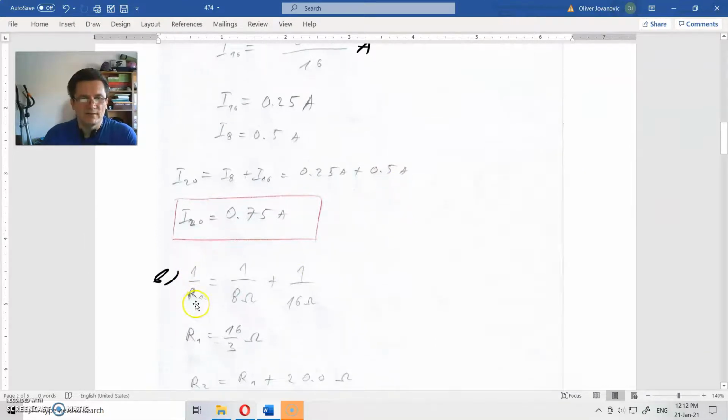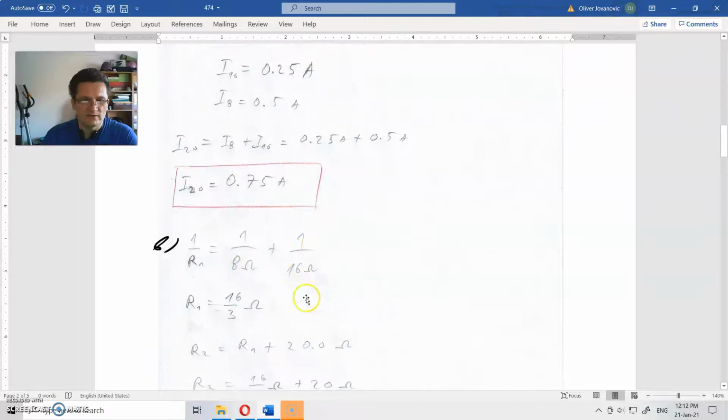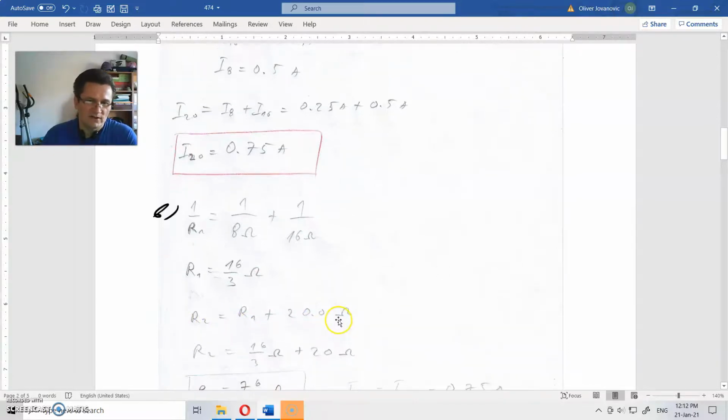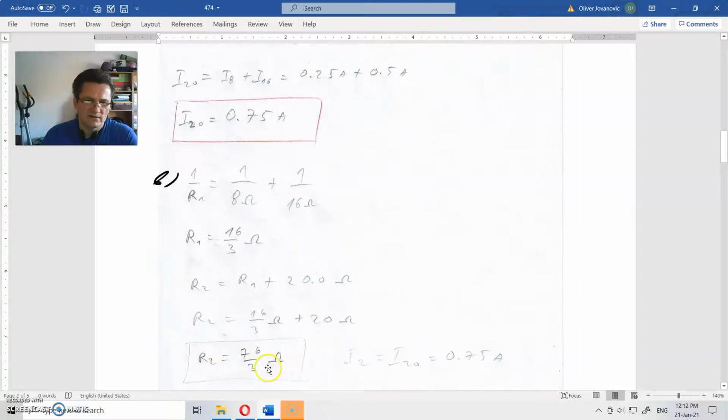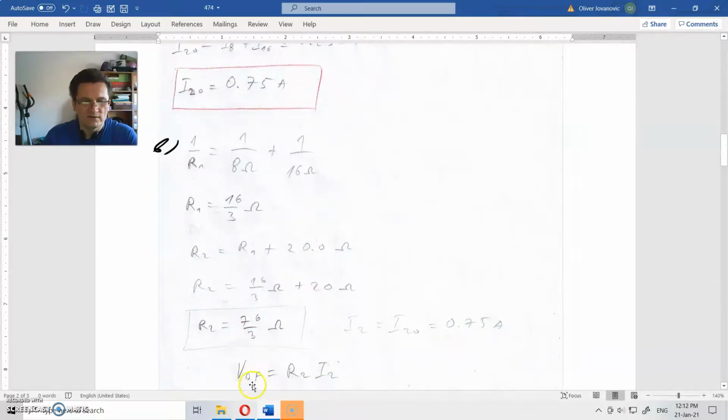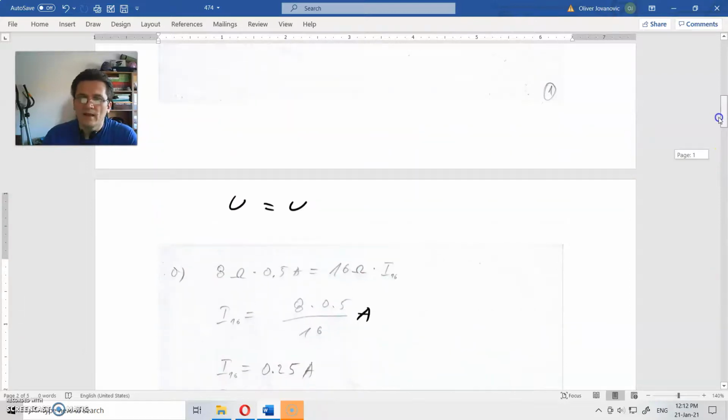Okay, that is 1 divided by R1, that is parallel connection, 1 divided by 8 ohms plus 1 divided by 16 ohms, and R1 from there is 16 divided by 3 ohms. And now R2 is R1 plus that in connection, and R2 is 76 divided by 3 ohms, and current through that resistor we just calculated to be 0.75, and now we can find the voltage VDF to be this times this. Why is that?